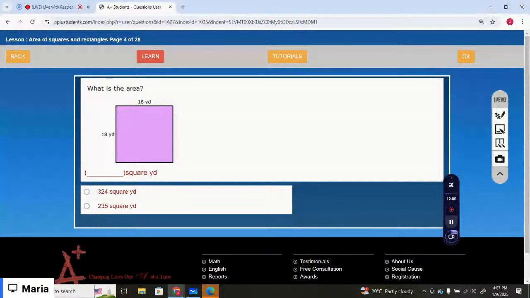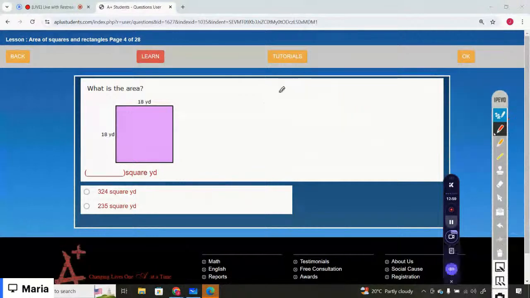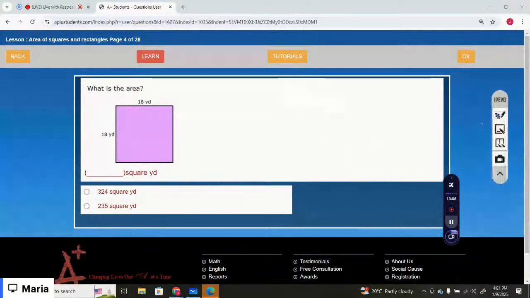What is the area? You are given a square, right? The area of square is side times side. So you have to do 18 times 18. Very good. The correct option is 324 square yard. Option number 1 is the correct option.